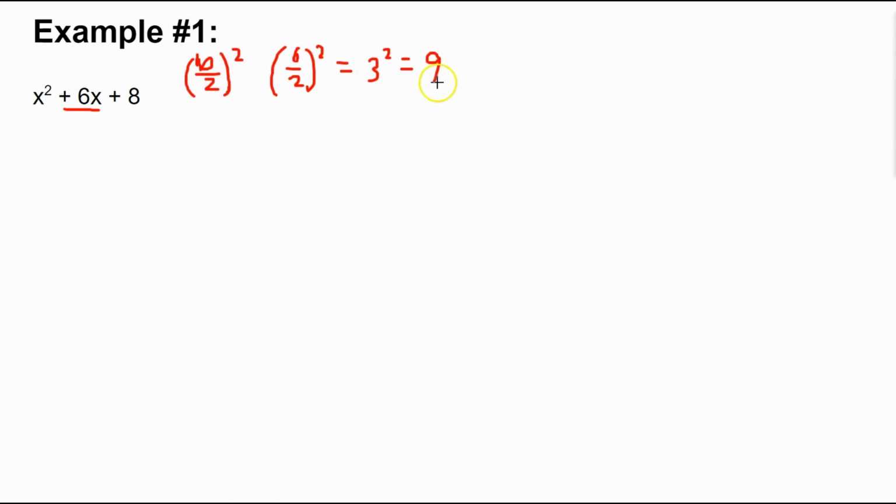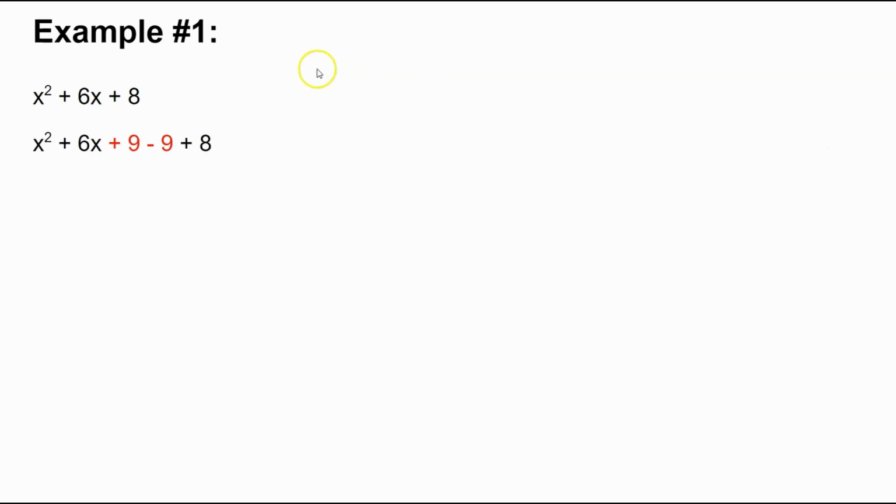So what you want to do with this 9 is you want to add and subtract it to this function, and doing that doesn't actually change anything with the function because we're adding the same number and then subtracting the same number, so it ends up how it was before. So if we do that, we write it like this, and I specifically wrote it in this fashion by putting the plus 9 next to the 6x, because from here is where you want to group these terms.